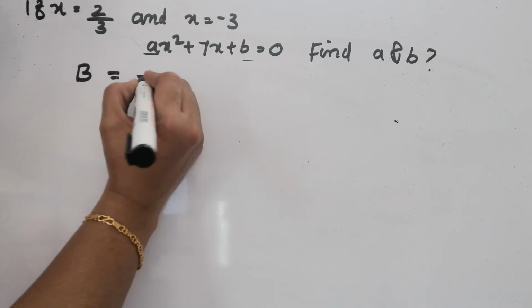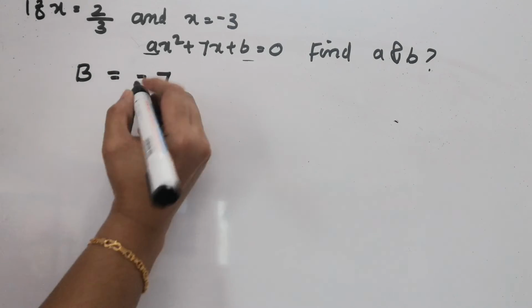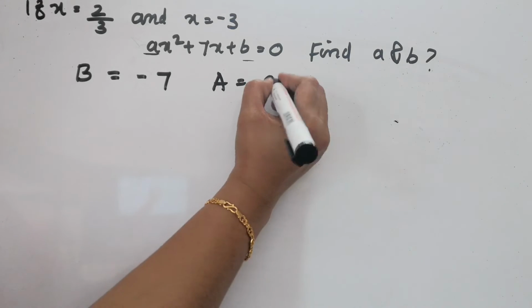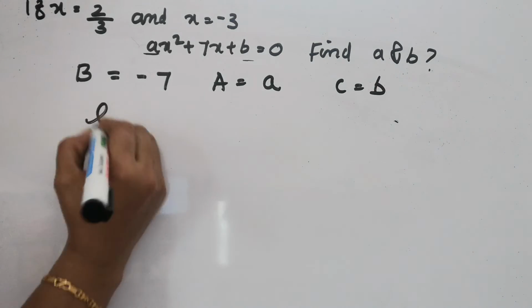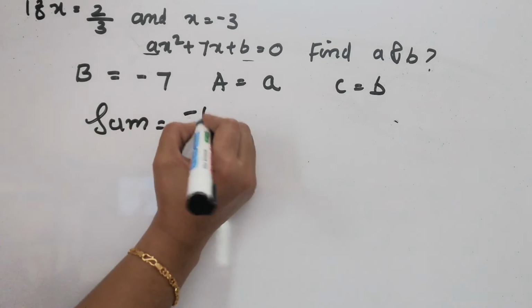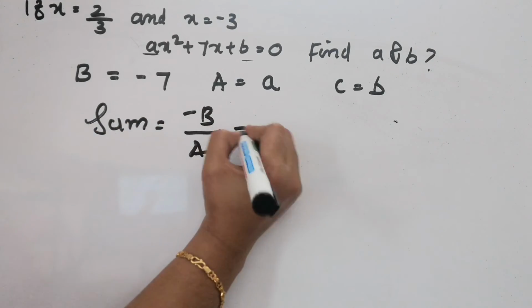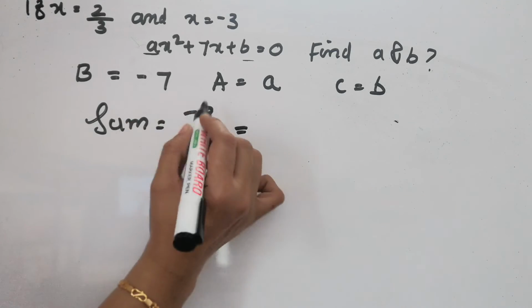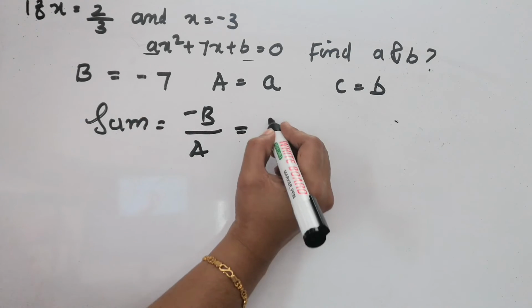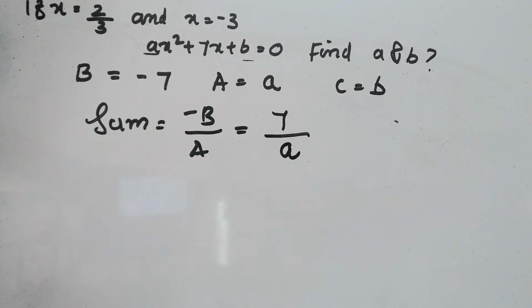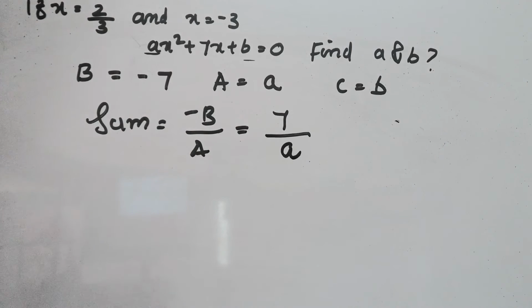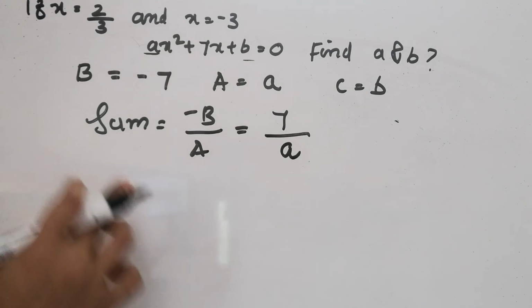Okay, so here b is equal to 7 and a is equal to small letter a and c is equal to b here. So first we write sum is equal to negative b by a. Negative b by a is equal to, here we can write the negative sign in the place of b, so that is equal to 7 divided by small letter a. That becomes 7 by a.